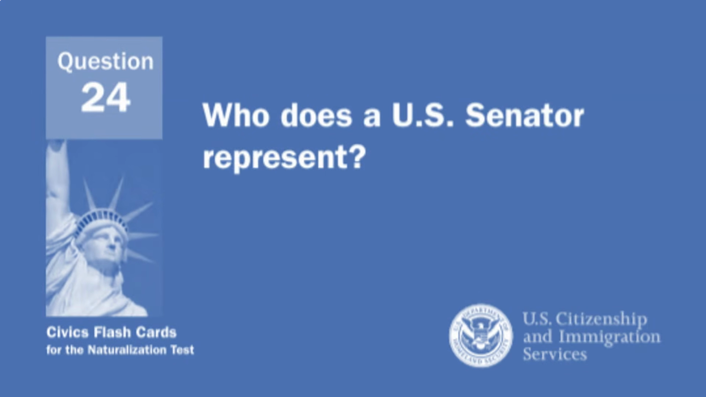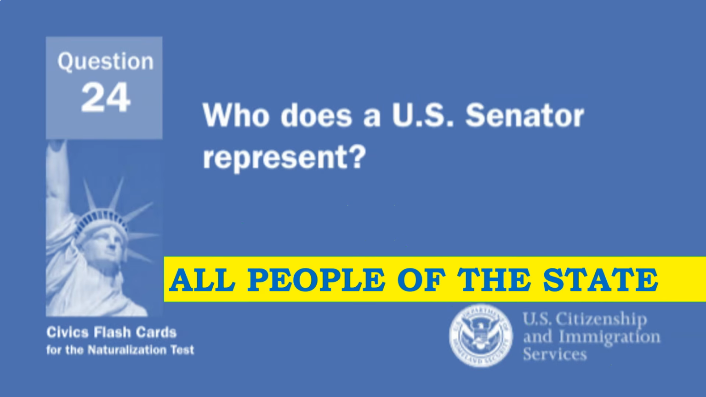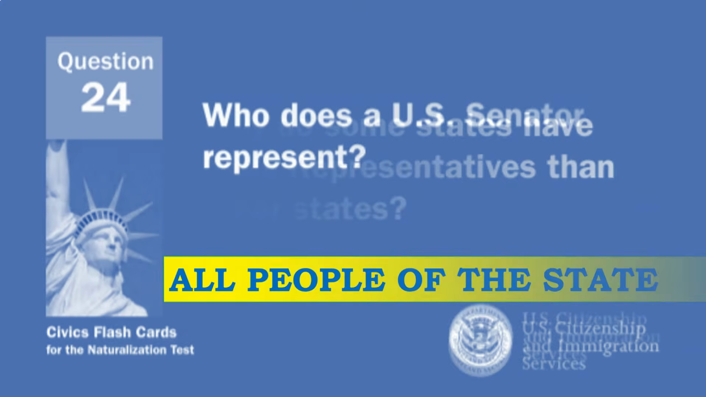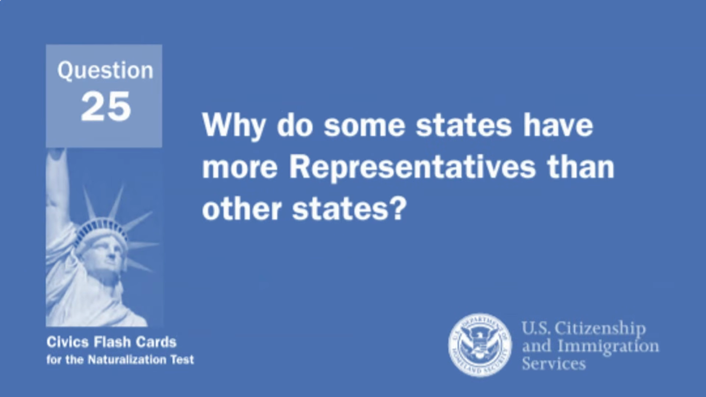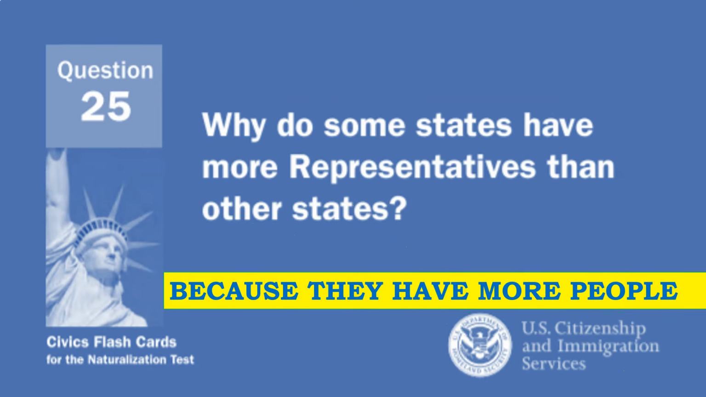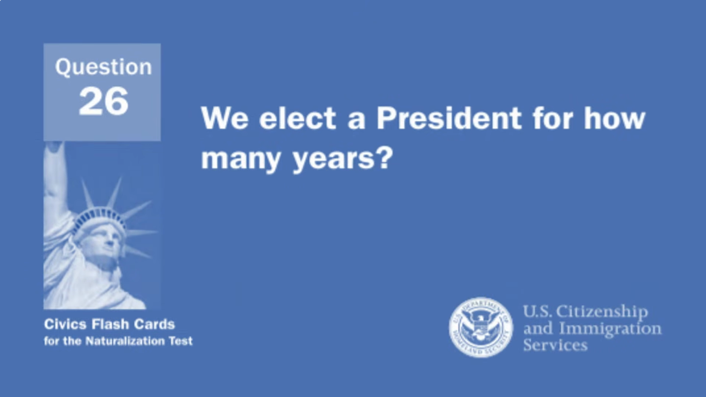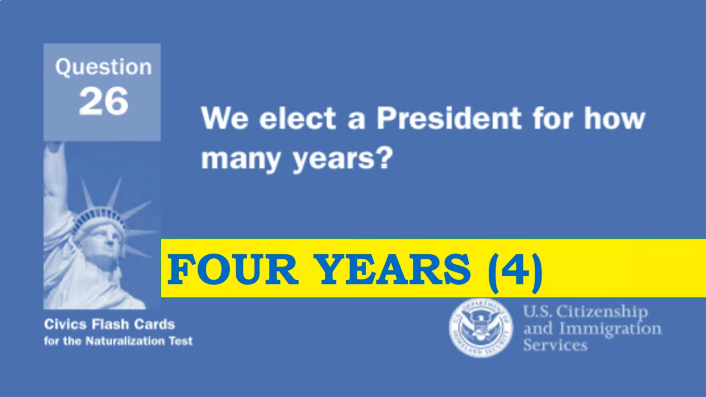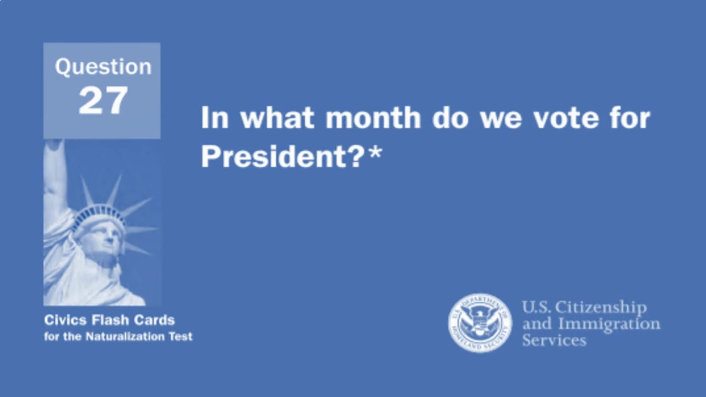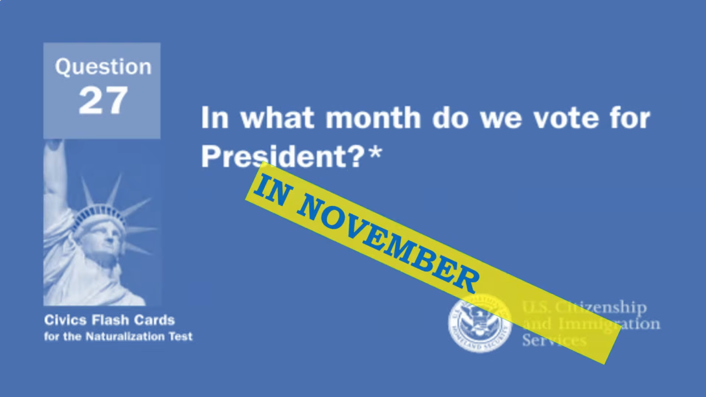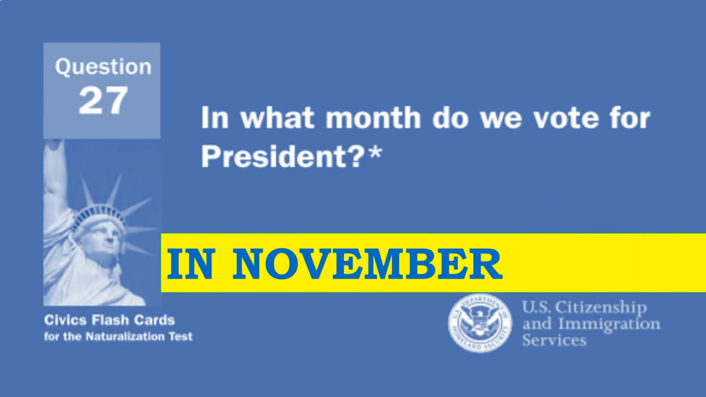Who does a U.S. senator represent? All people of the state. Why do some states have more representatives than other states? Because they have more people. We elect a president for how many years? 4 years. In what month do we vote for president? In November.